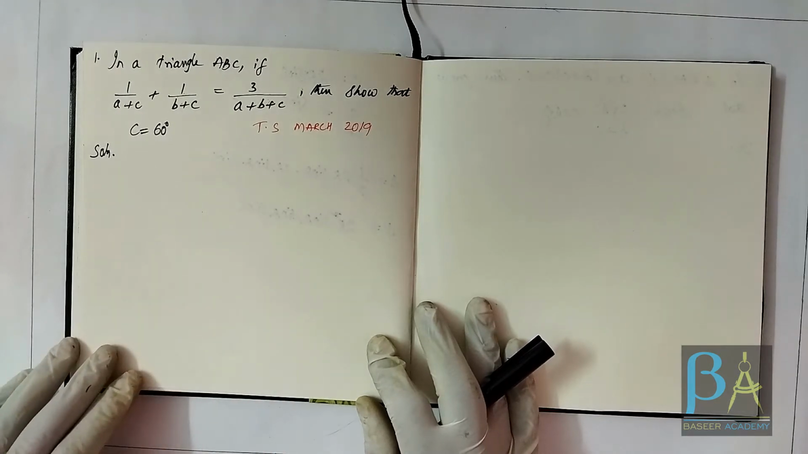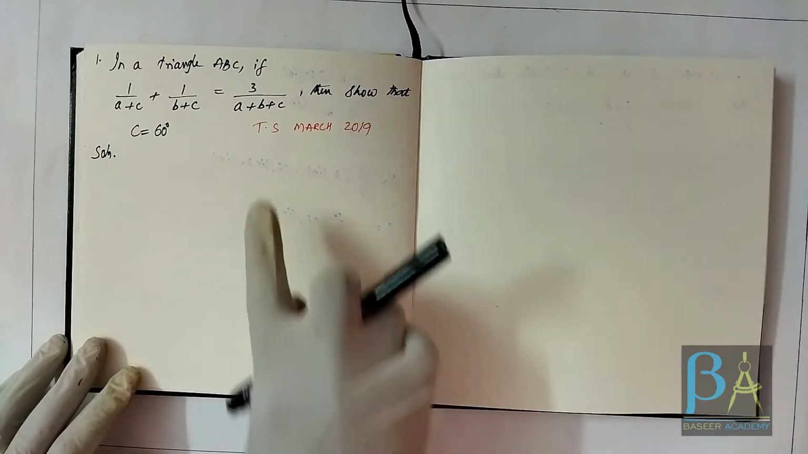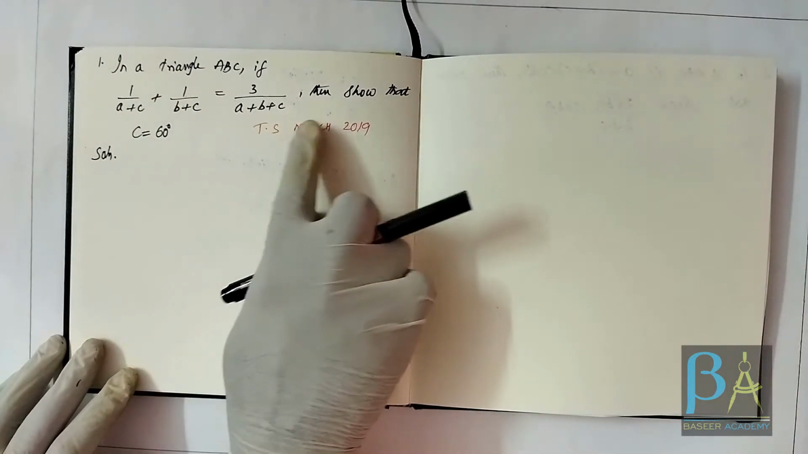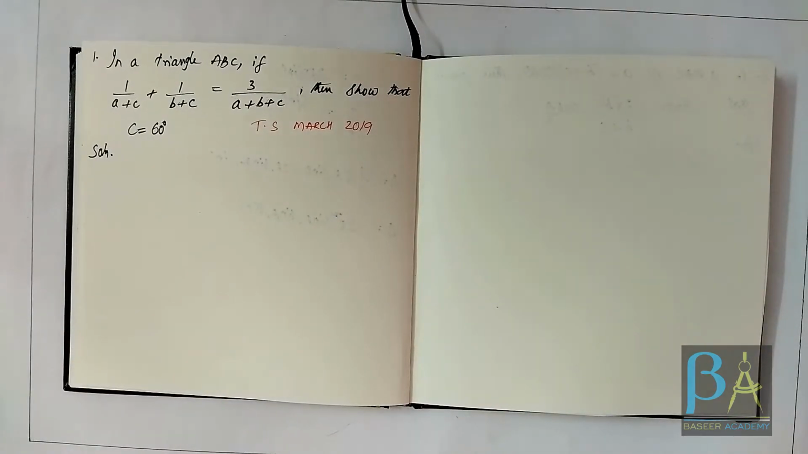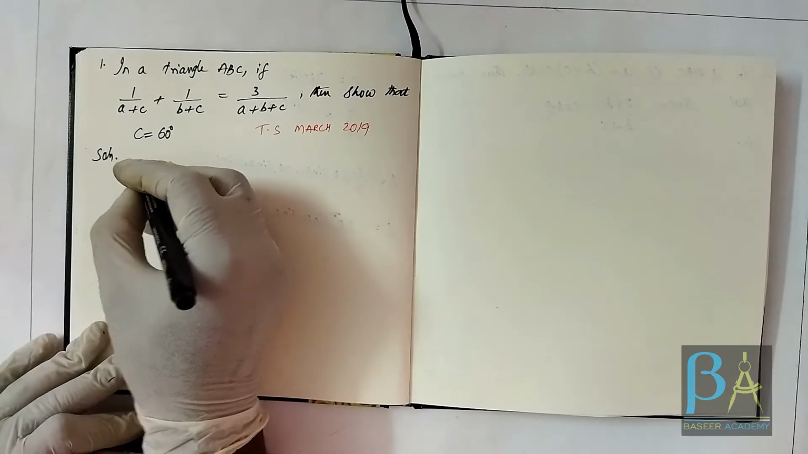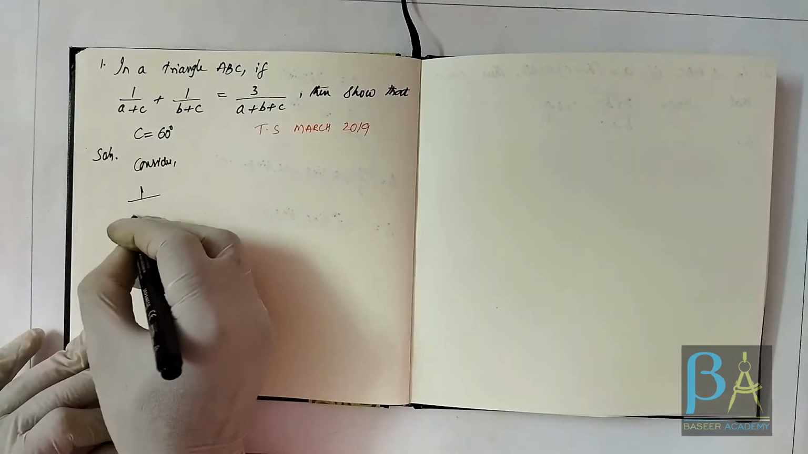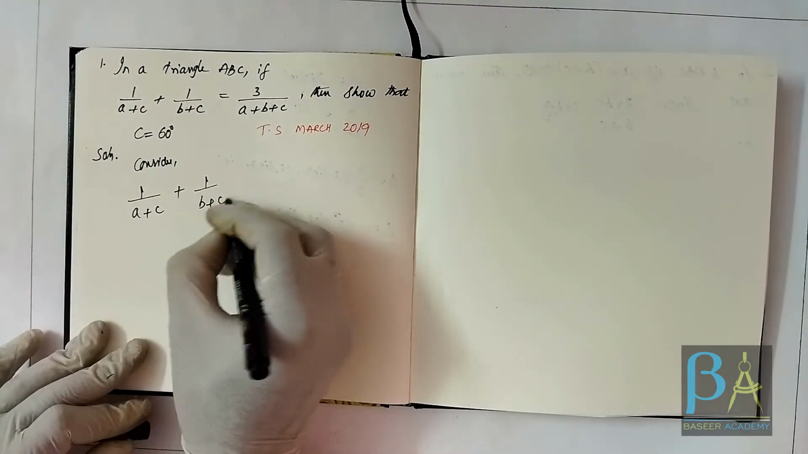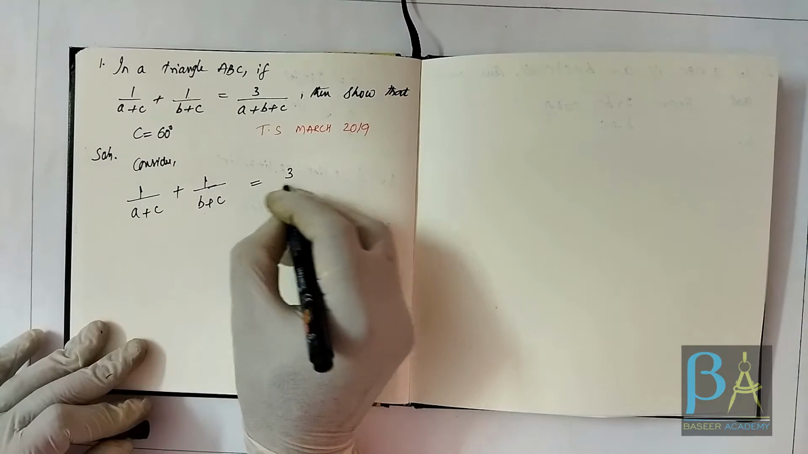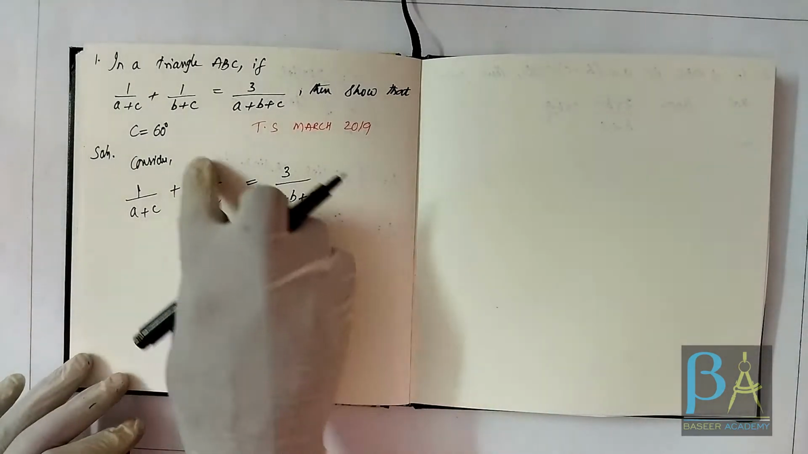Now this very first question says: in a triangle ABC, if 1 by A plus C plus 1 by B plus C is equal to 3 by A plus B plus C, then show that C is equal to 60 degrees. Now let us consider what is given to us: 1 by A plus C plus 1 by B plus C is equal to 3 by A plus B plus C. Now I'm going to add these two things.